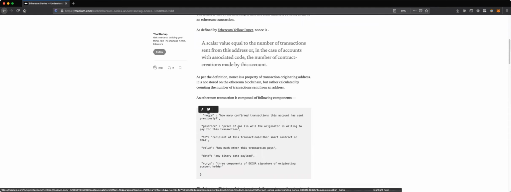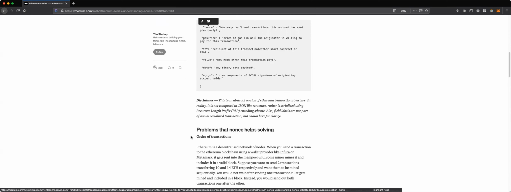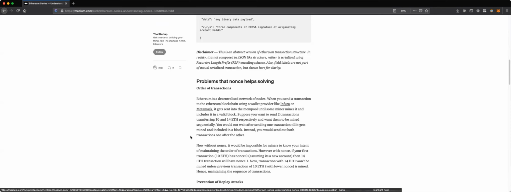As you can see from this block, it simply says how many confirmed transactions this account has sent previously. So let's say you have your MetaMask wallet and you've sent two or three transactions before, the nonce is going to represent that. Now, the question is why do we need that? Why do we need to know the number of transactions that you sent before? I like this particular content because it gave a very good explanation of why you need that.